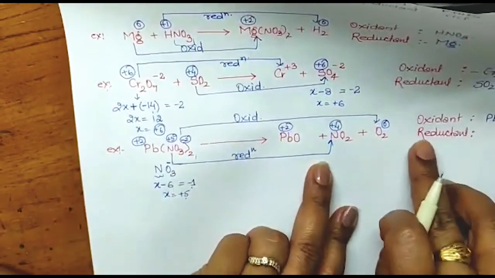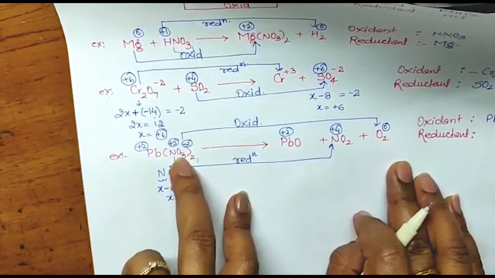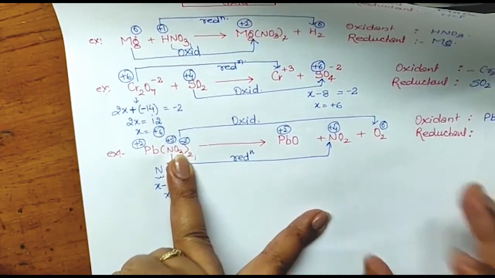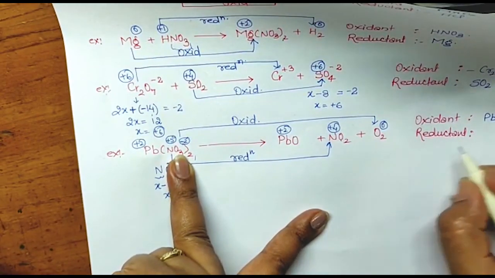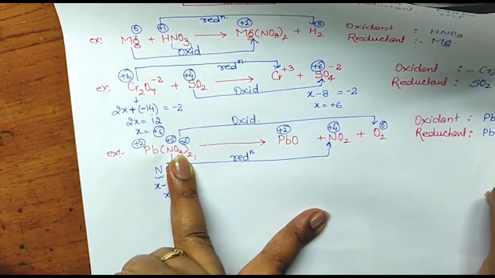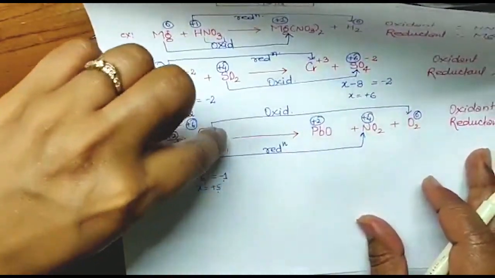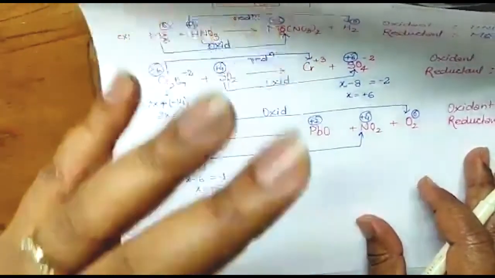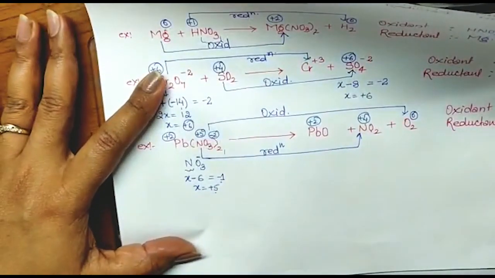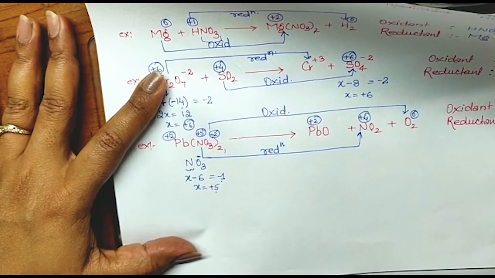And if we talk about the reductant, it is the one which is undergoing oxidation. Which one is undergoing oxidation? Oxygen. But you will not write oxygen only. You have to write the complete compound. And what is the complete compound? Pb(NO3)2. So it's a very clear thing. If there is only one reactant, it will be considered as both the oxidant and the reductant.